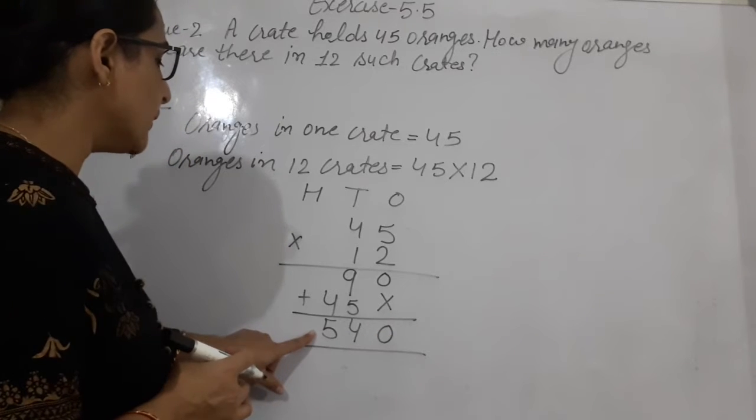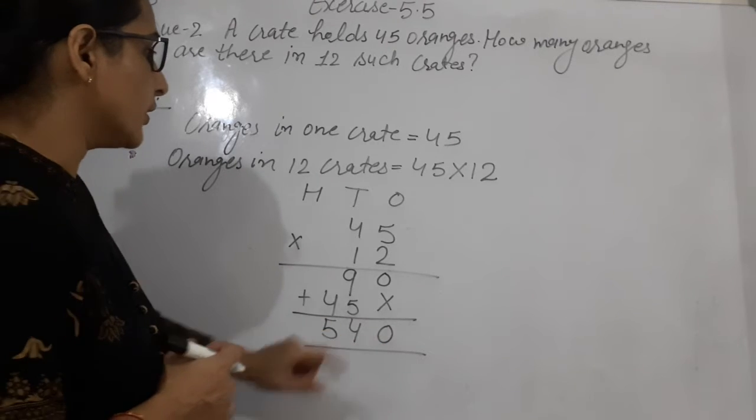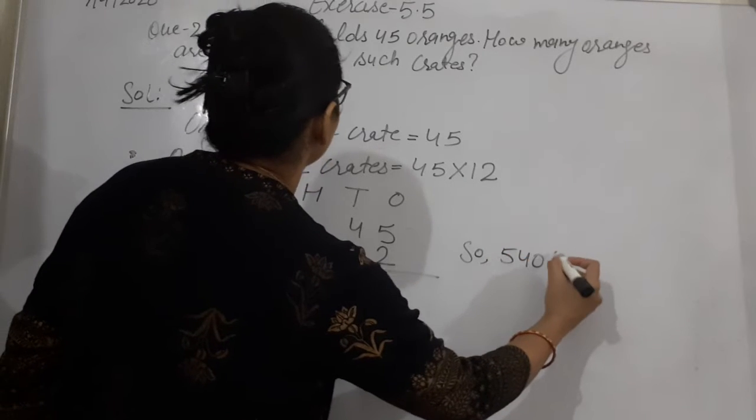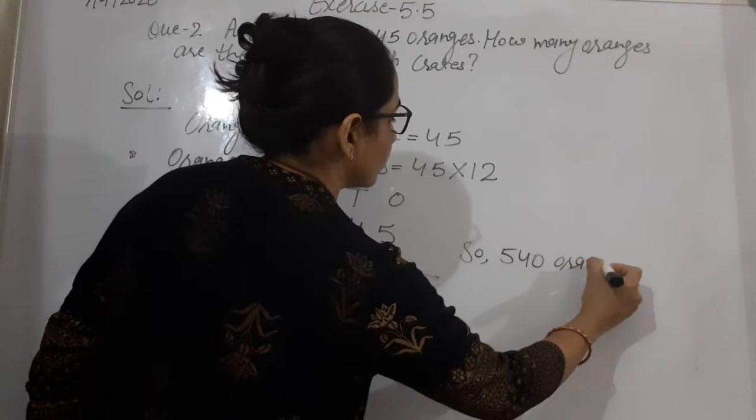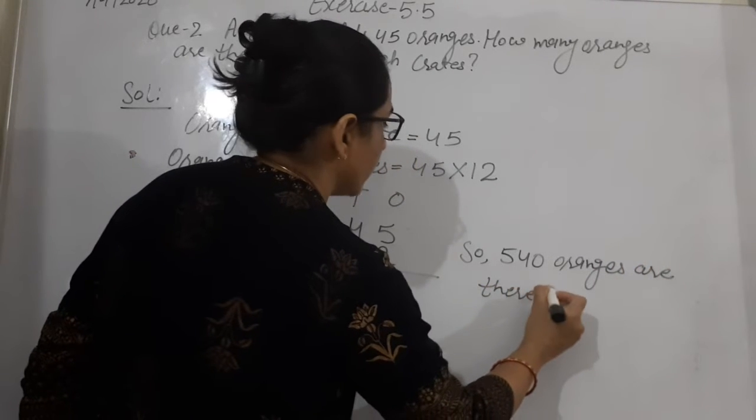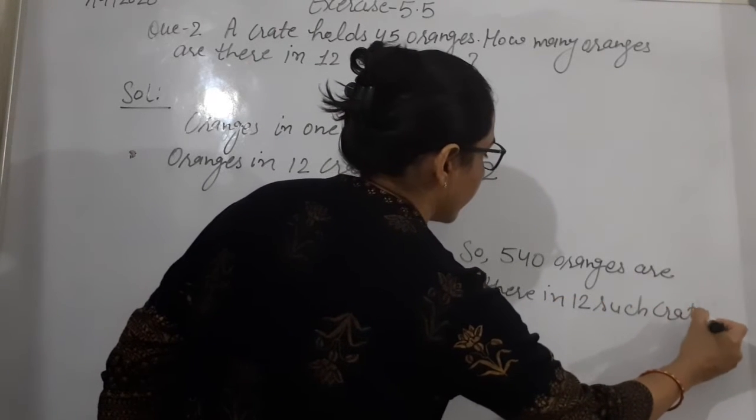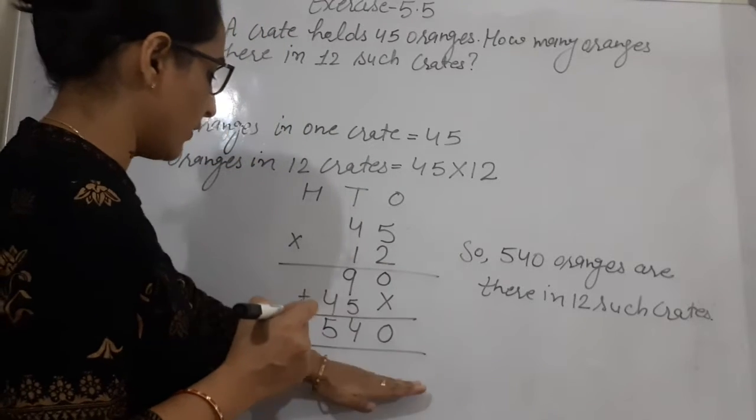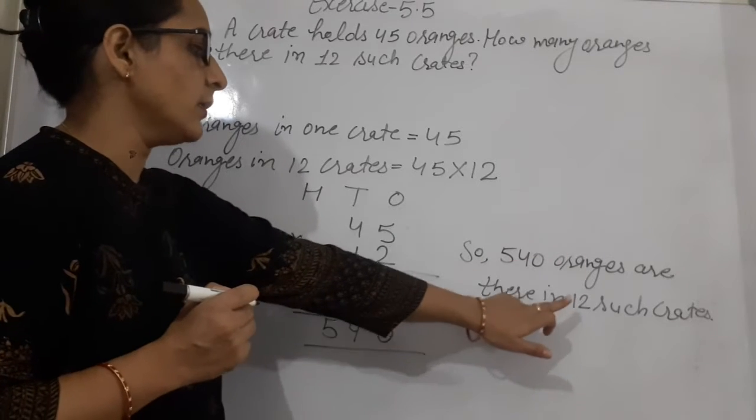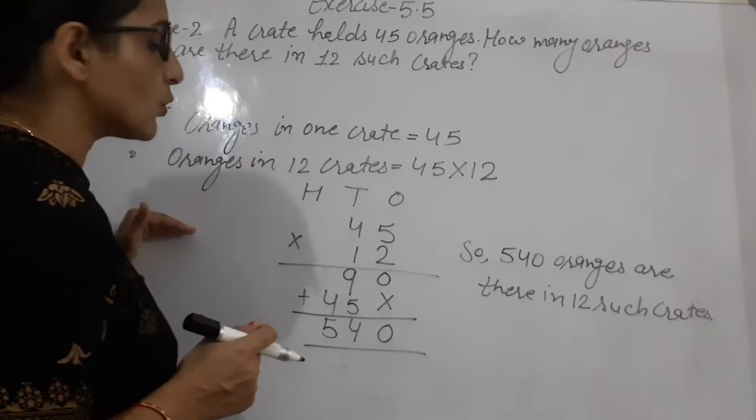Clear? So how many oranges are there? That is 540 oranges. So we will write here, 540 oranges are there in 12 such carrots. Clear? You write this line, after that your solution downside. Clear? So 540 oranges are there in 12 such carrots, boxes. Clear all of you? That is your question number 2.